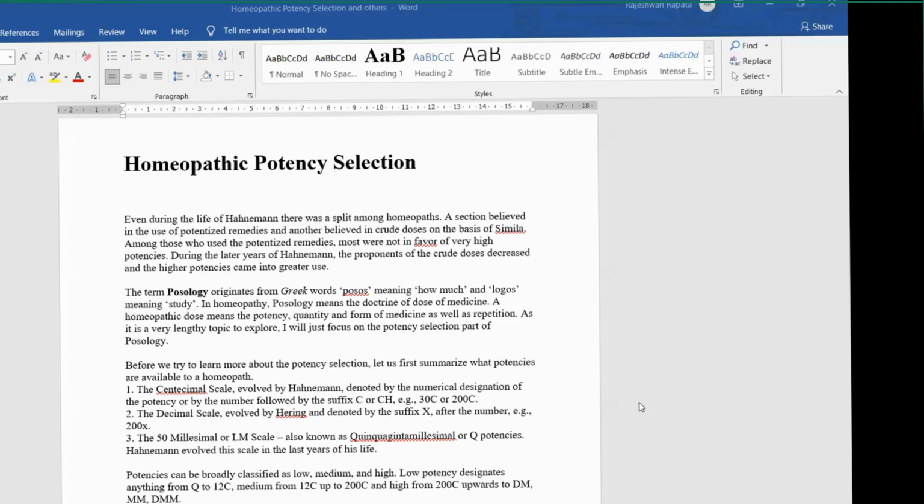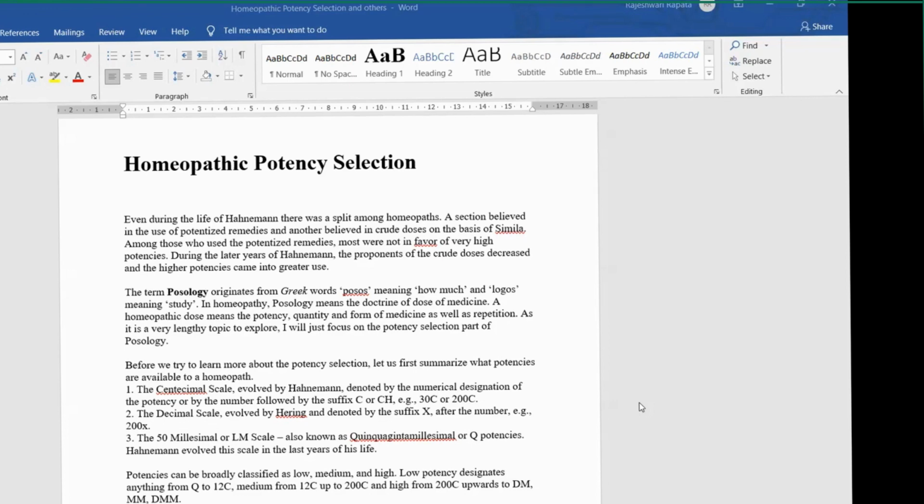A third type is the 50 millisimal scale. The 50 millisimal scale is also called the LM scale or LM potencies. A big term is also given for that, that is quinquagintamillesimal or Q potencies. So many names are given: 50 millisimal, LM scale, or quinquagintamillesimal scale, or Q potencies. These potencies were evolved in the last part of Dr. Hahnemann's life, in the last years of his life. At that time he evolved them, so they are included in the last editions of the Organon.